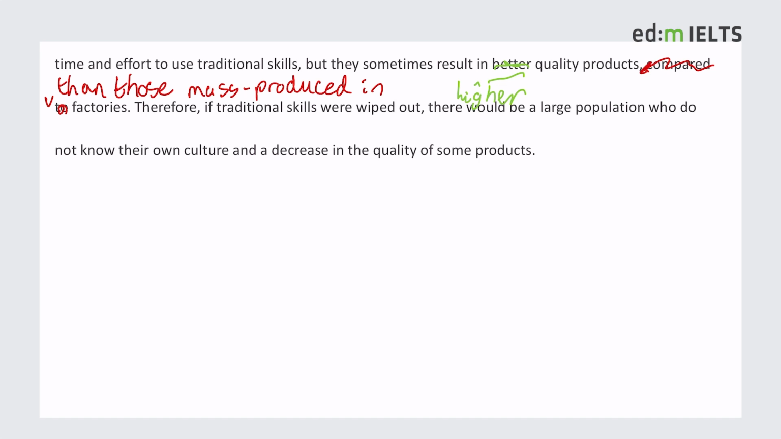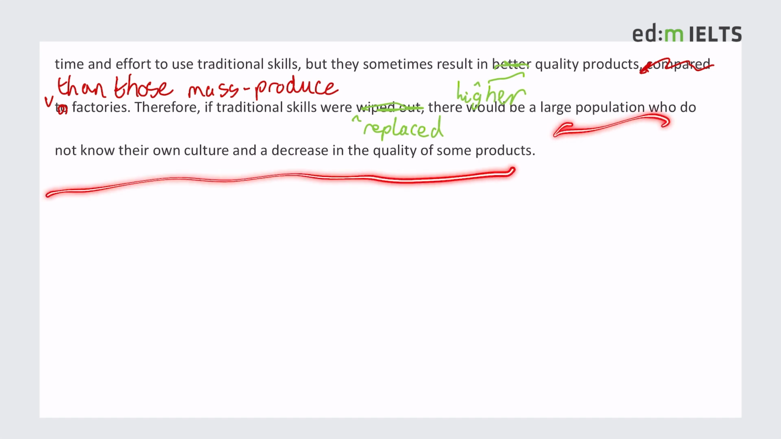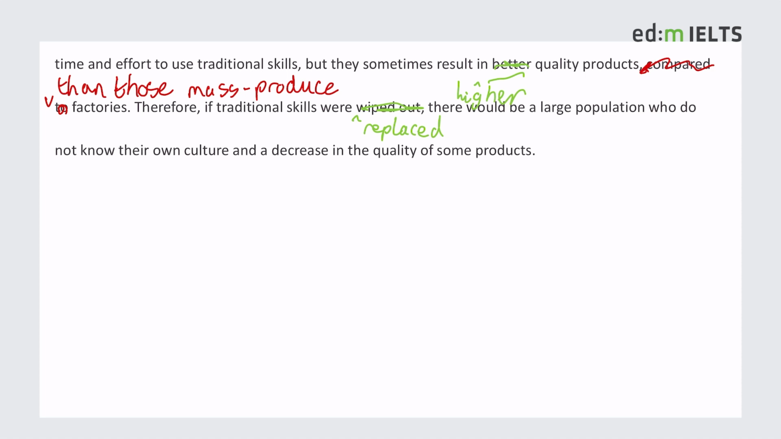"Therefore, if traditional skills were wiped out" is kind of informal, isn't it? A lot of these phrasal verbs are, not all of them, like point out is okay, but wipe out. I'm just going to say replaced. I could say lost, but they're being replaced by modern methods, I suppose. "If traditional skills were replaced, there would be a large population who do not know their own culture and a decrease in the quality of some products."